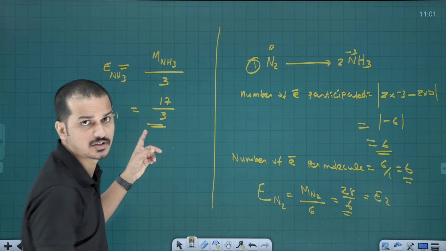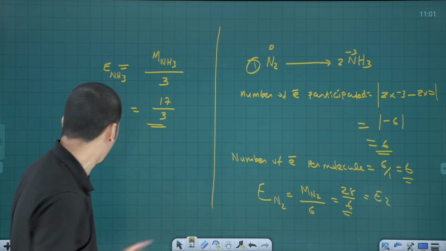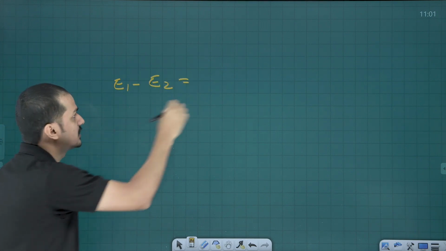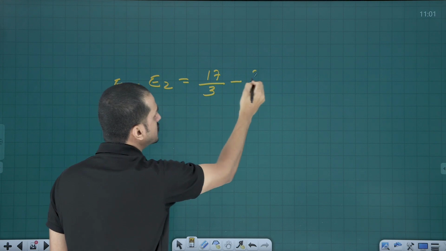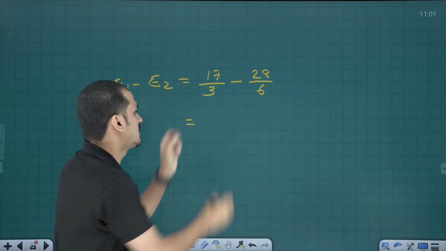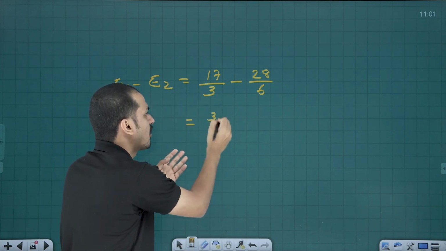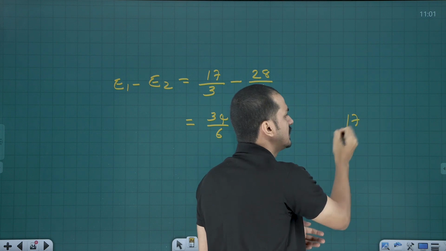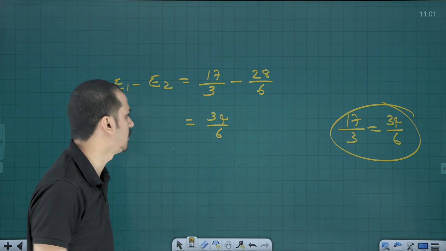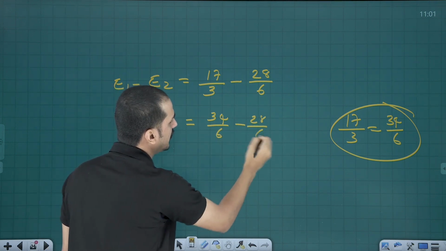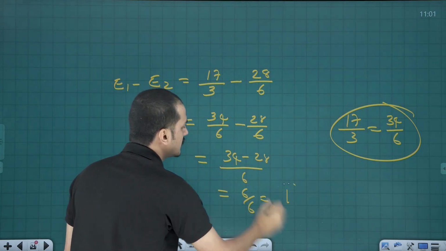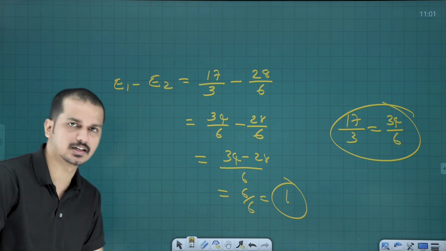So we got E1 equal to 17 by 3, E2 equal to 28 by 6. They are asking us to find E1 minus E2. E1 minus E2 means 17 by 3 minus 28 divided by 6. This 17 by 3, I can write as 34 by 6. Both are the same. So 34 minus 28 divided by 6, that means 6 by 6. Answer is 1. Our integer answer is 1. That's it. Ready?